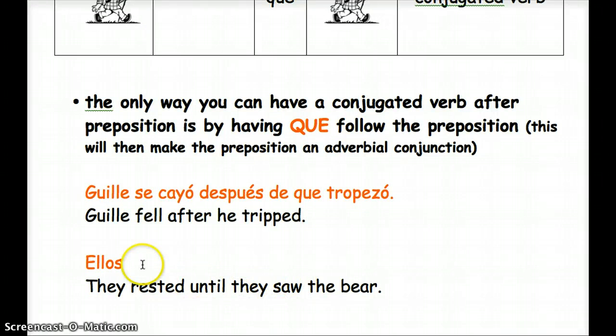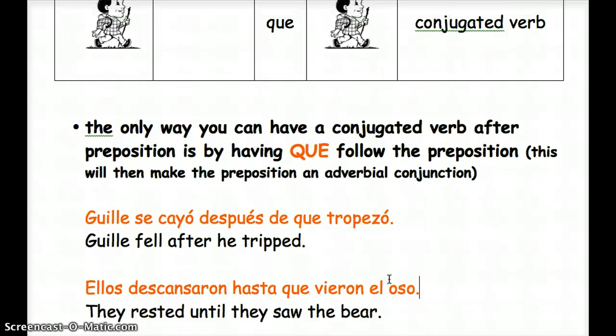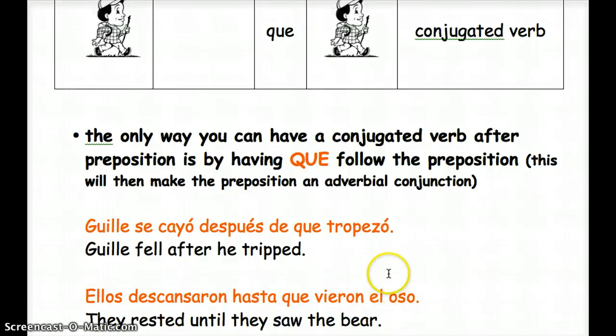They rested until they saw the bear. Once again, there is no change in subject, but if we wanted to have a conjugated verb, you have to have the que. Ellos descansaron hasta que vieron el oso. So the choice to have a conjugated verb or an infinitive follow a preposition when there's no change in subject, it's totally up to you as the speaker or the writer. It's whatever you want. You can do it either way.